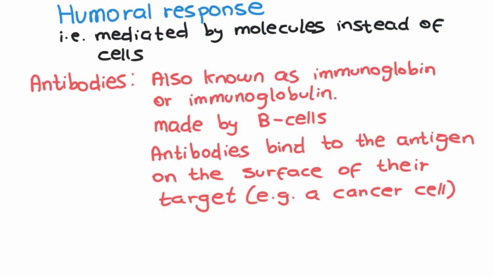Antibodies are special proteins that are produced by B cells, as I mentioned earlier. Antibodies are also commonly referred to as immunoglobulins or immunoglobins, so do be aware of these synonyms. So how do antibodies actually function? Well, antibodies bind to the antigen on the surface of their target. The target might be a pathogen, it might be a cancer cell, it might be a toxin. The antibodies bind to the antigen on the surface of the target, and it can cause many effects, some of which I will list on the next slide.